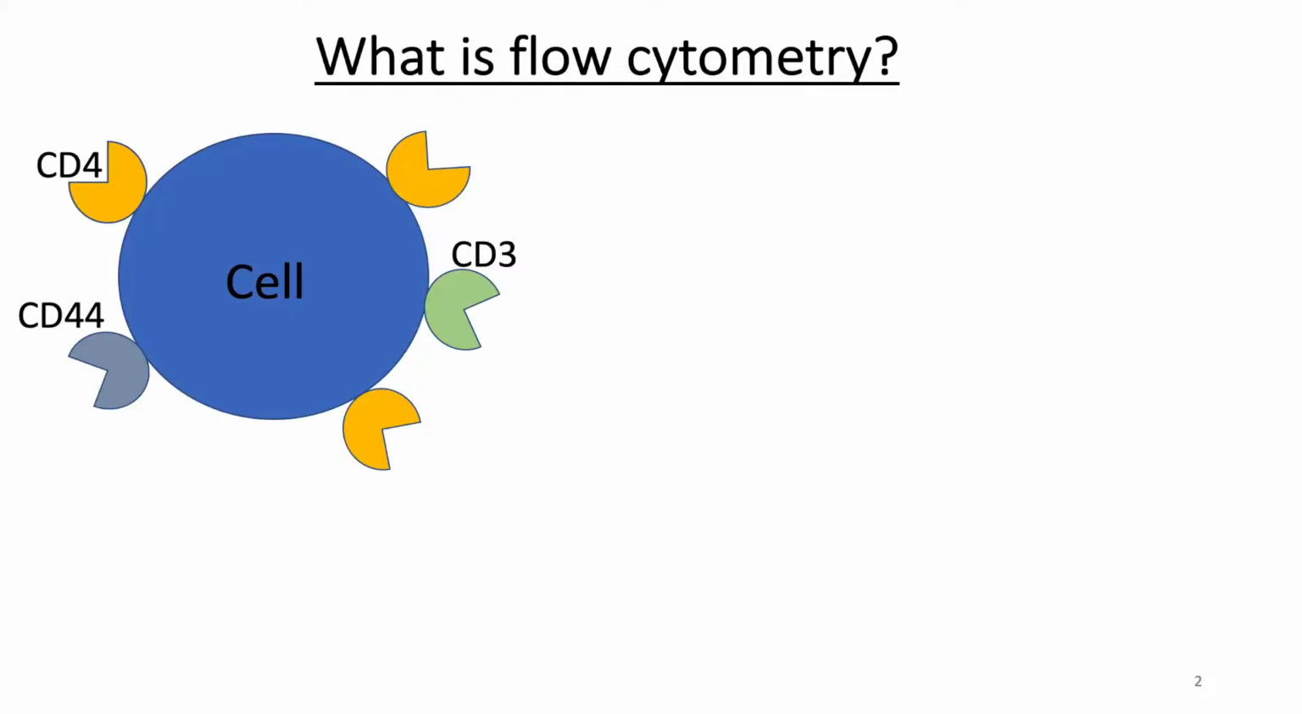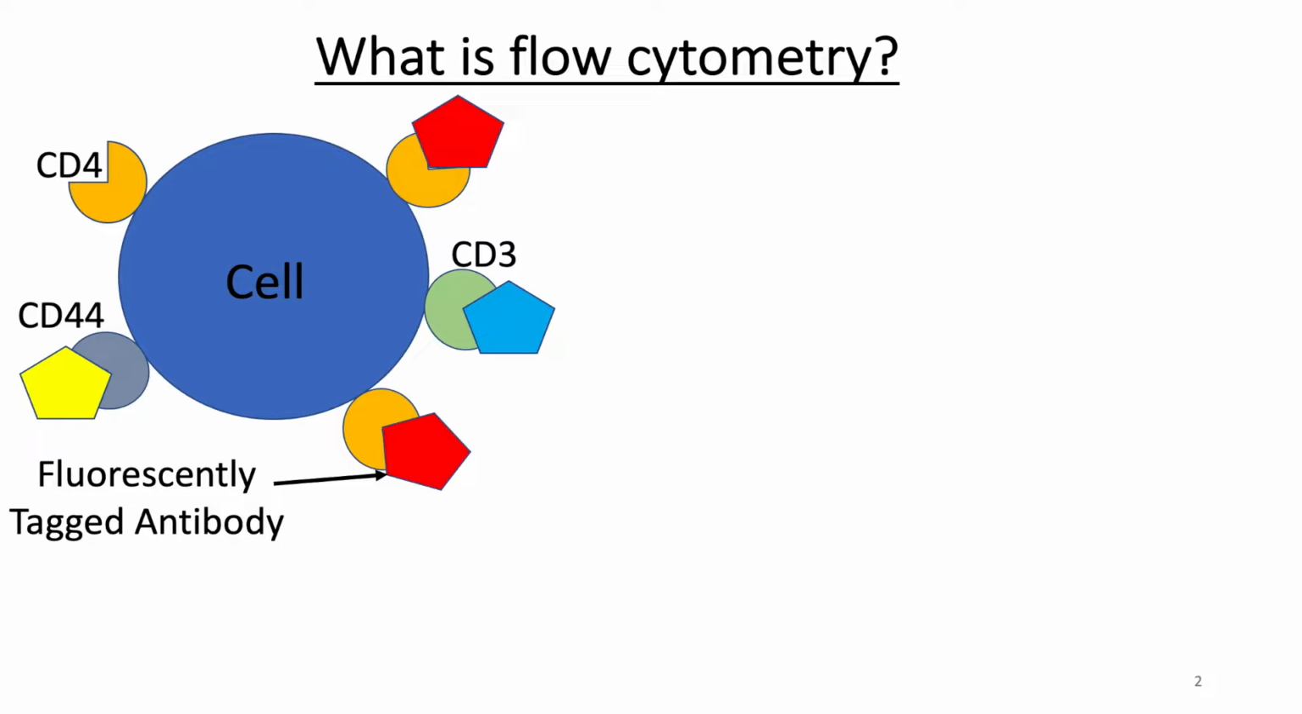So first off, what is flow cytometry? We want to try to understand the immune cells in the body in response to, say, an infection or a vaccine. We can use a technique called flow cytometry. The way it works is that we have cells that express different markers, such as CD3, CD4, and CD44, shown here. These give us an idea of the function of a cell. For example, is a cell helpful in fighting off disease? And these cells can be tagged with fluorescently labeled antibodies.